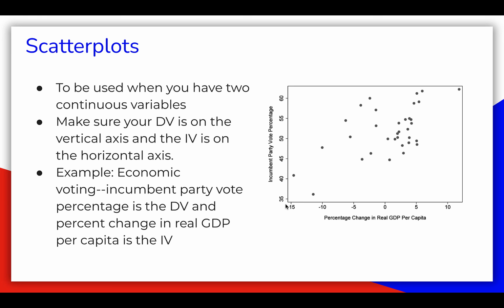And as you can see, there is a pretty strong positive relationship going in this direction. It's not a neat, clean line, but we do see that as real GDP per capita increases, we also see the incumbent party vote percentage increase as well. In other words, people are rewarding the incumbent party in power when the economy is doing well.